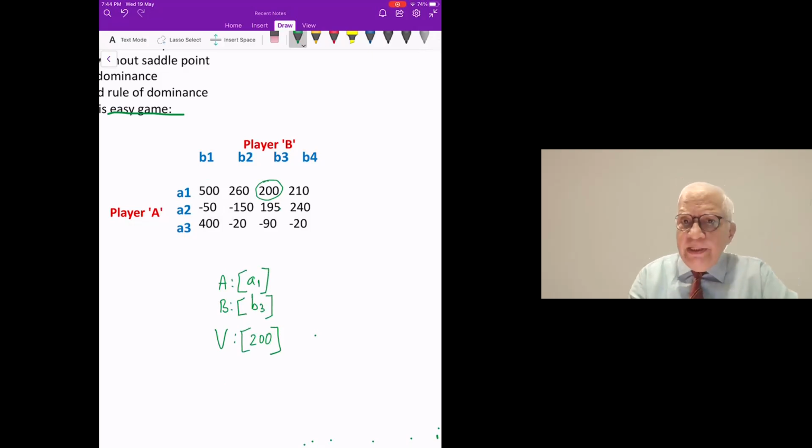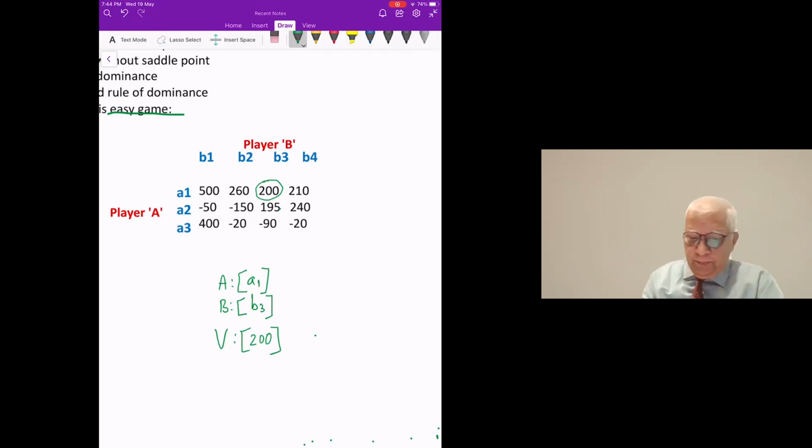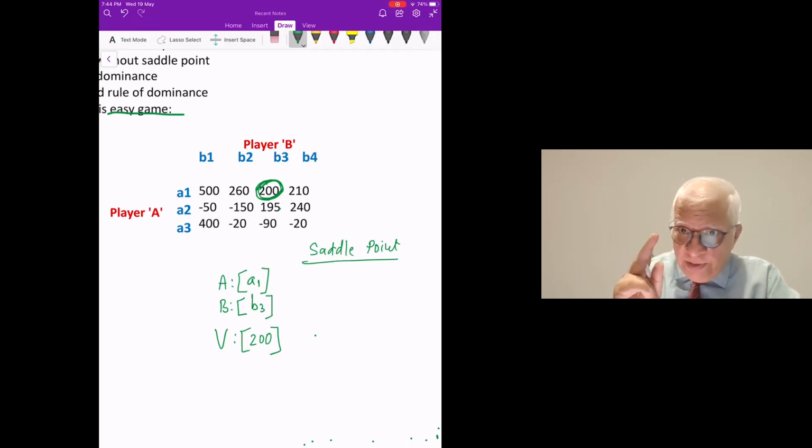Now see, this is a very simple game, where the row minimum coincided with the column maximum, and if there is an element like that, that itself is the value of the game. And a game which has row minimum coinciding with column maximum is called a saddle point. So what is a saddle point? A saddle point in a two-person game is the value of that element which is row minimum and column maximum at the same time.